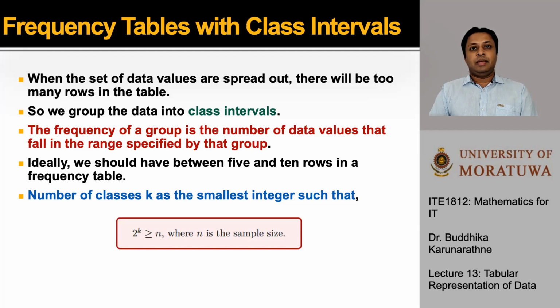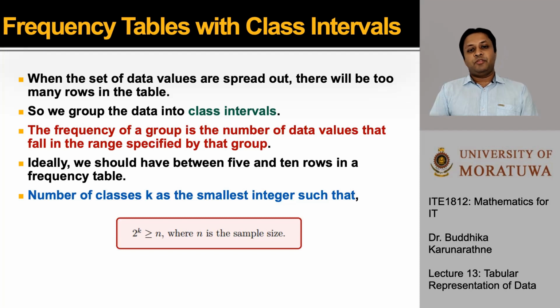Otherwise, we cannot handle these sets of data because there are too many values. The frequency of a group is the number of data values that fall into the range specified by that group or class. Ideally, we should have between 5 and 10 rows in a frequency table. Otherwise, it could be too many.